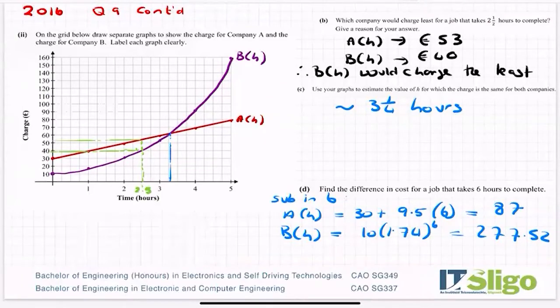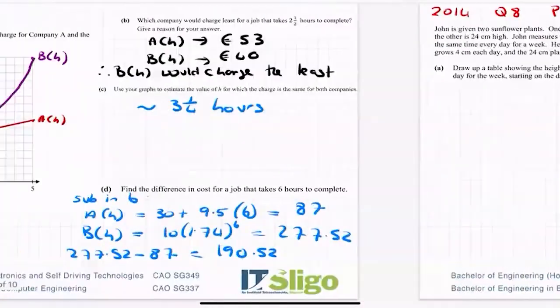So the question says find the difference. So I obviously then have to go 277.52 minus that 87, and I am getting €190.52. Quite a difference. I think that's the end of that question.